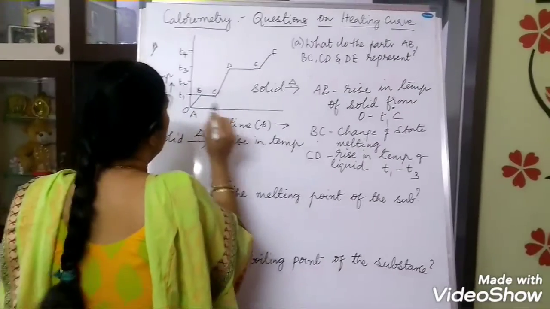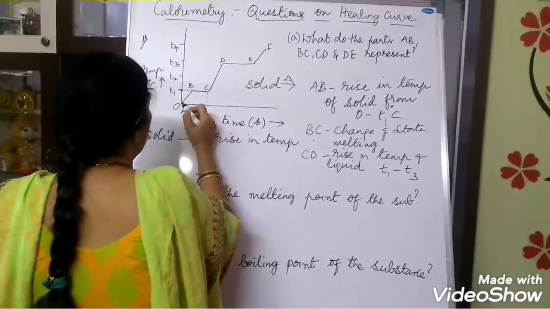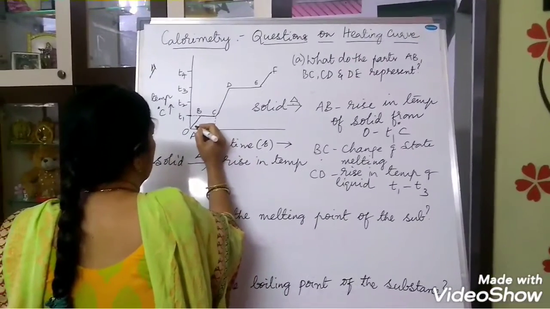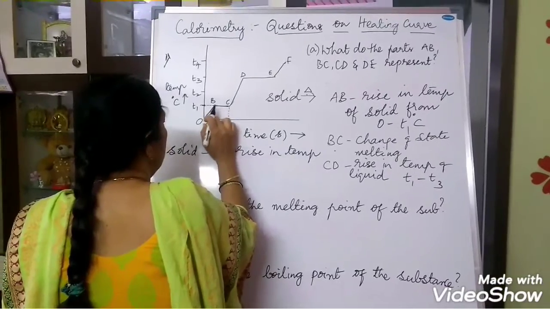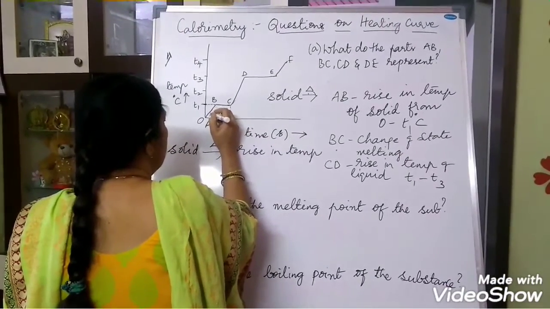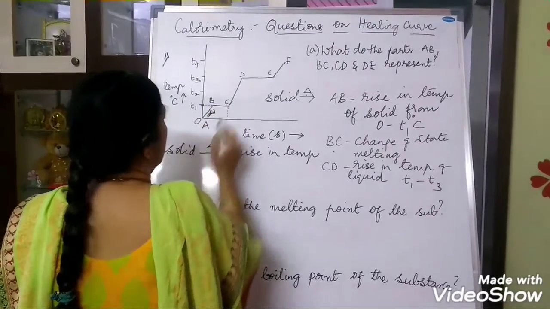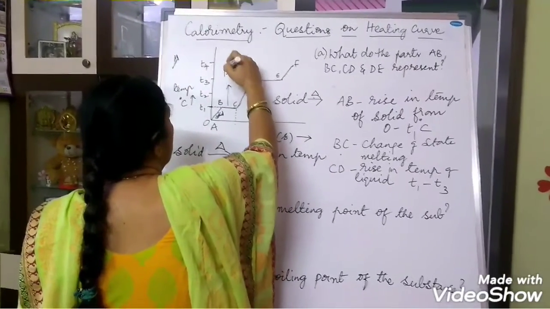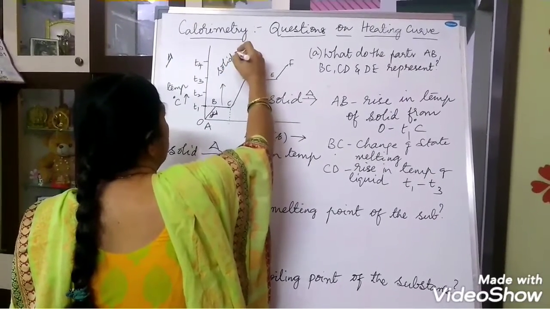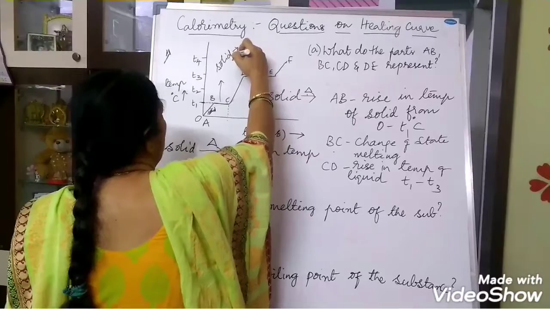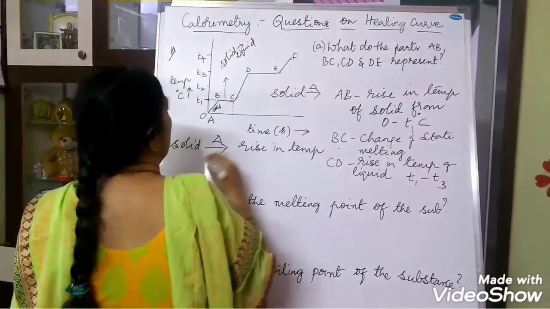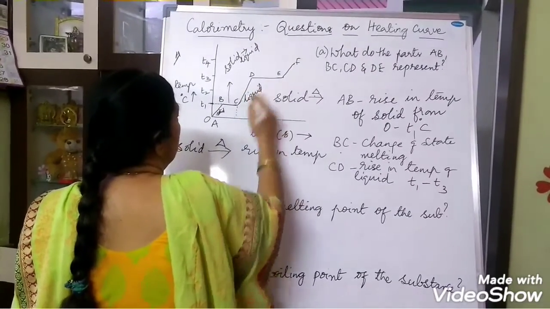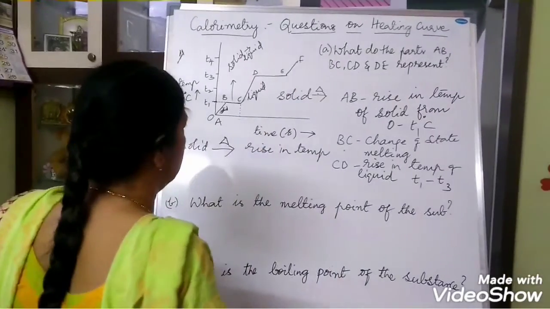So remember, in this part of the graph, in this part AB, there will be rise in temperature only. It will be in a solid state only. Part BC, if you take, what is happening? Solid will be getting converted to liquid. In part CD, it will be liquid, but there will be rise in temperature.